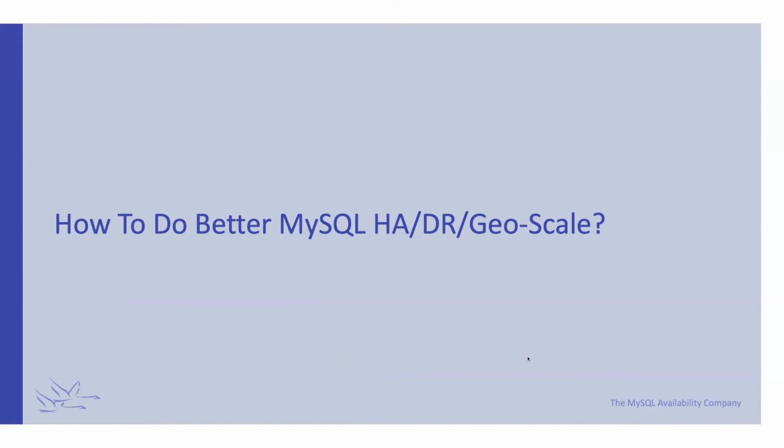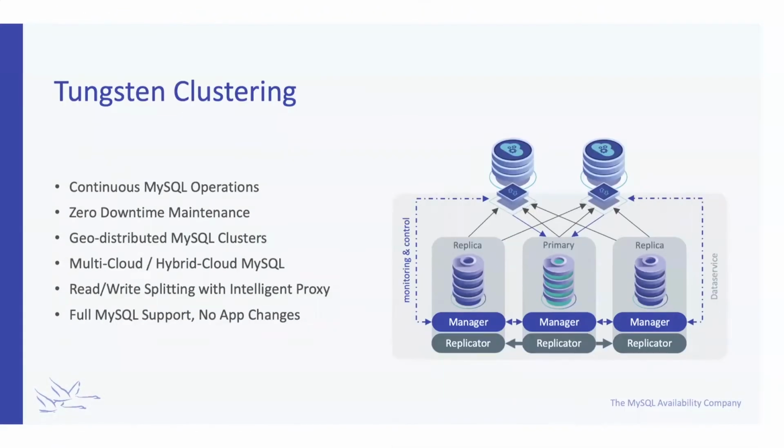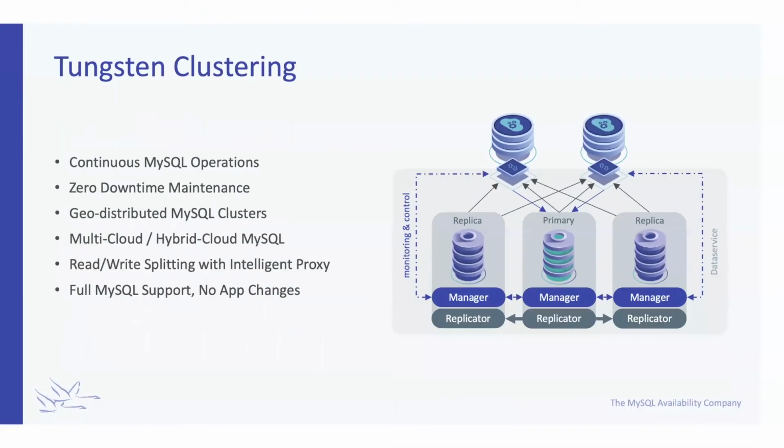So how can we do this better? How can we do Geo-Scale, high availability, or disaster recovery better? Well, we do this all the time at Continuent, and our core product for this is Tungsten Clustering. It provides continuous MySQL operations, zero downtime maintenance, and it's highly available. And we can distribute this in different regions, different cloud providers, or on-prem, or mix and match.